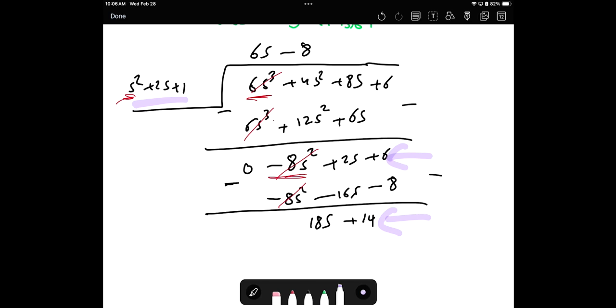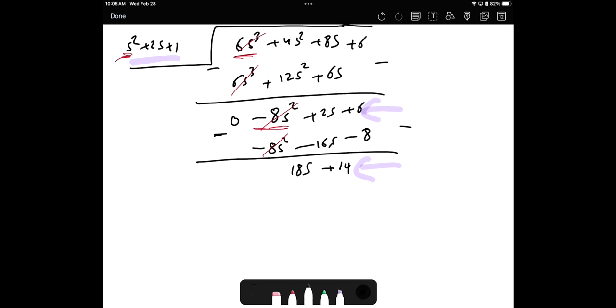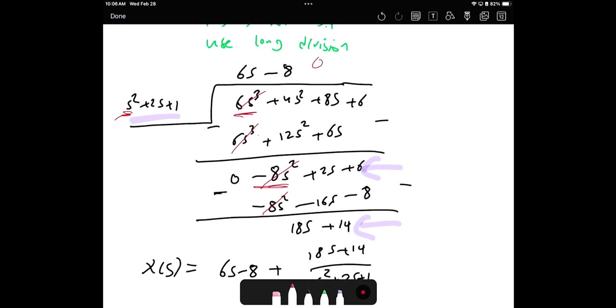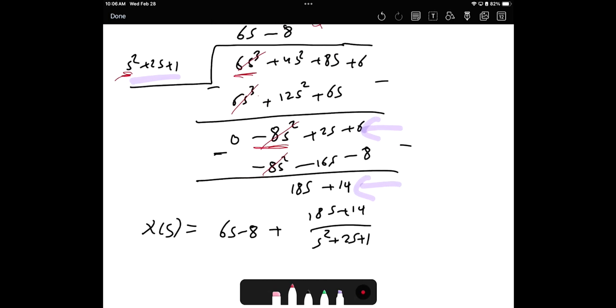Then we will stop. So the overall function, X of s, can be written as 6s minus 8 plus the remainder, 18s plus 14, over the denominator, which is s squared plus 2s plus 1. So in other words, this is what we call the quotient. This is the remainder. Then it will be the quotient plus the remainder over the denominator. Okay?